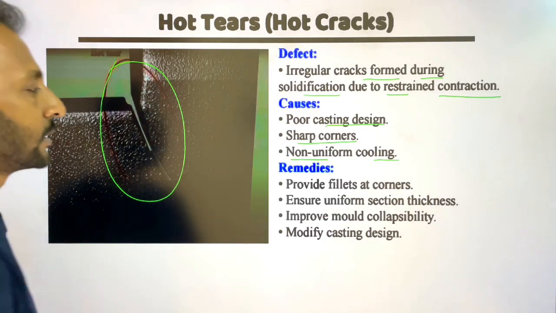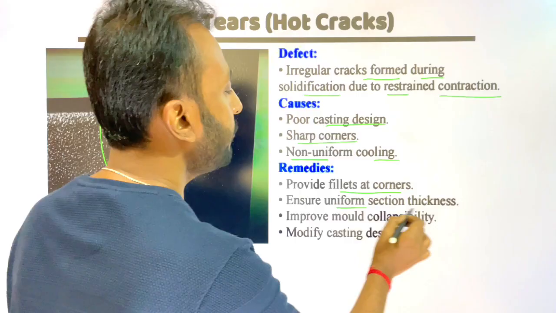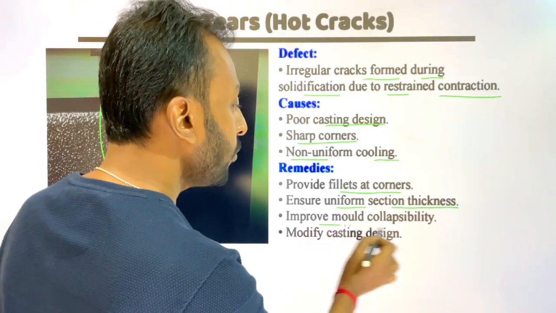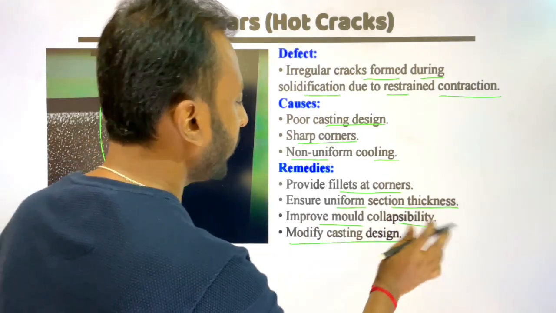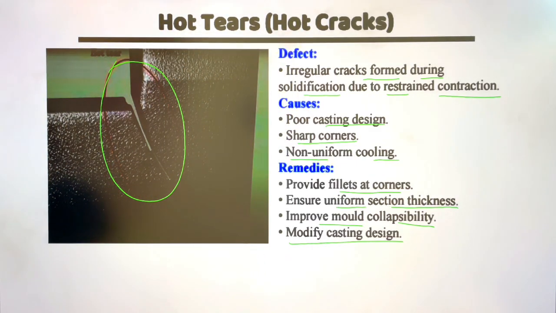So what are the remedies? Provide fillets at corners. We have to provide fillets at corners. Ensure uniform section thickness. Improve mold collapsibility and modify casting design if possible. So these are the remedies of hot tears.